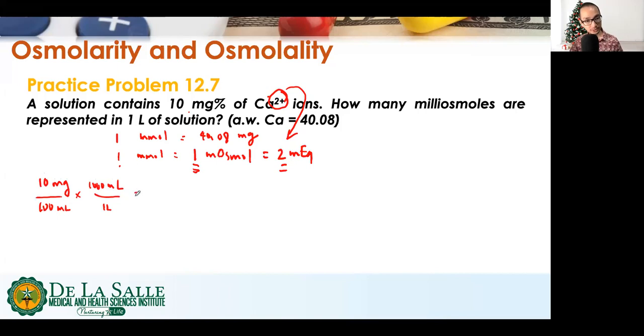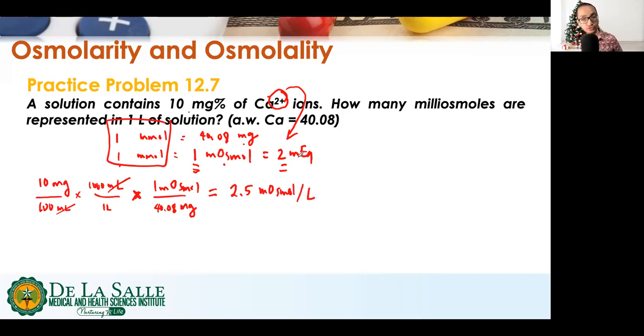So, this will be equal to, ayan, wag na nating i-equal yan. Anyways, milligrams na yan. So, this is yung milligrams. Kukunin natin 40.08 milligrams. This is the weight of 1 milliosmol. Mag-shortcut na tayo, because same lang naman to. So, I can say that 1 milliosmol weighs 40.08 milligrams. Okay. So, I now have a value that is equal to 2.5 milliosmoles per liter. Okay? Now, we can solve also for the MEQ.